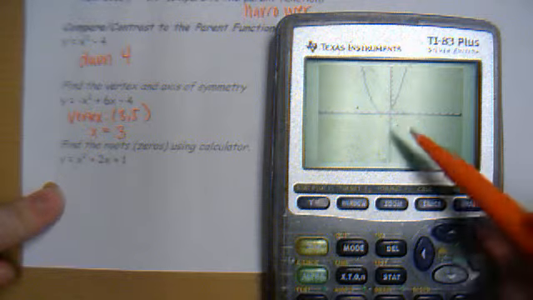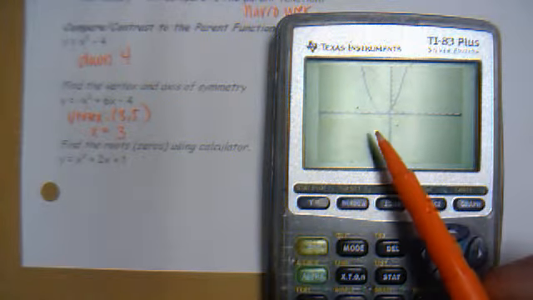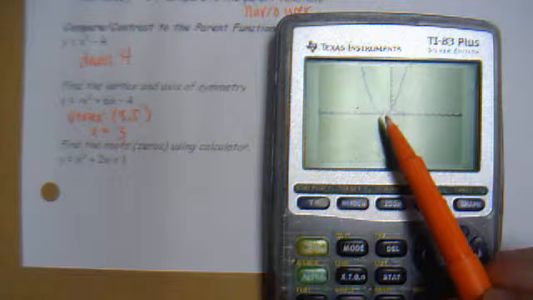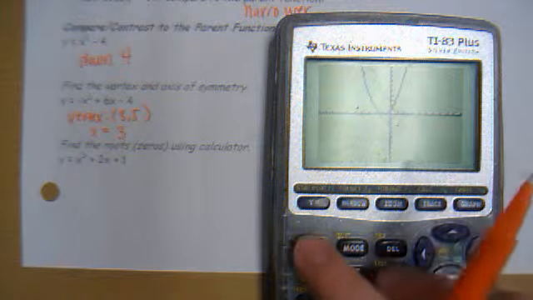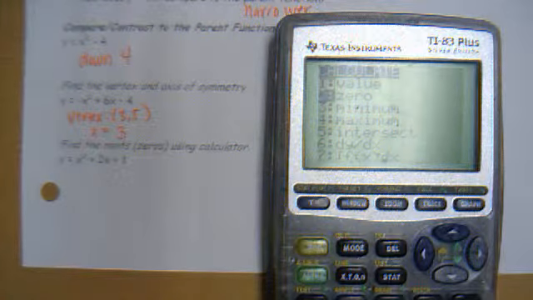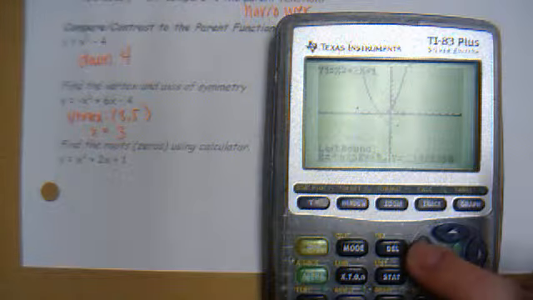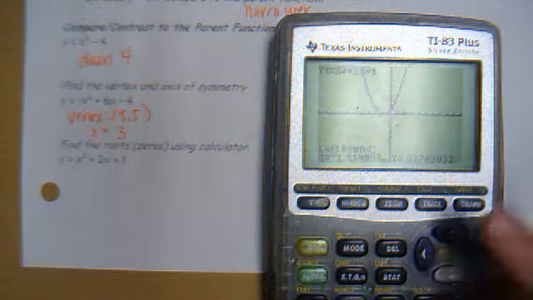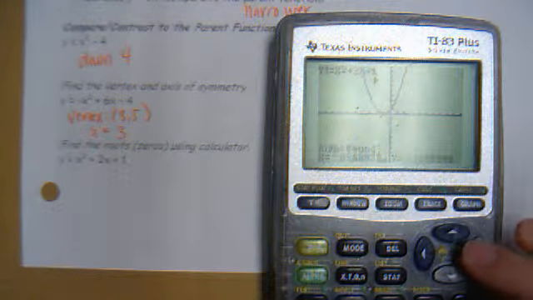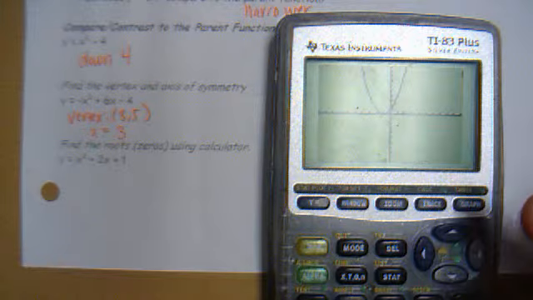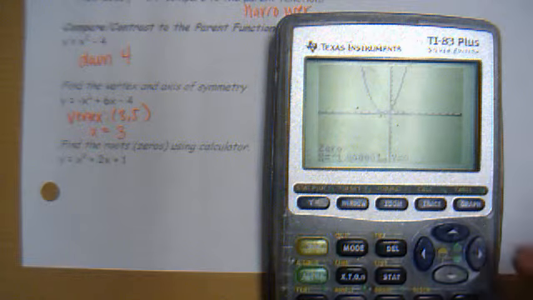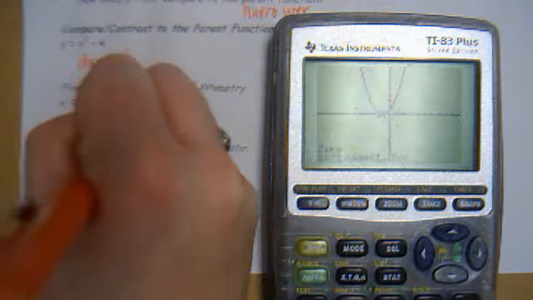If we look at that, it only touches the x-axis, so I'm going to have one solution. To do this, I have to go to second trace, 0, because that's the value I'm finding. I need to go to the left of it, so I went to the left, hit enter, and I need to go to the right, hit enter. So my zero is negative 1, 0.